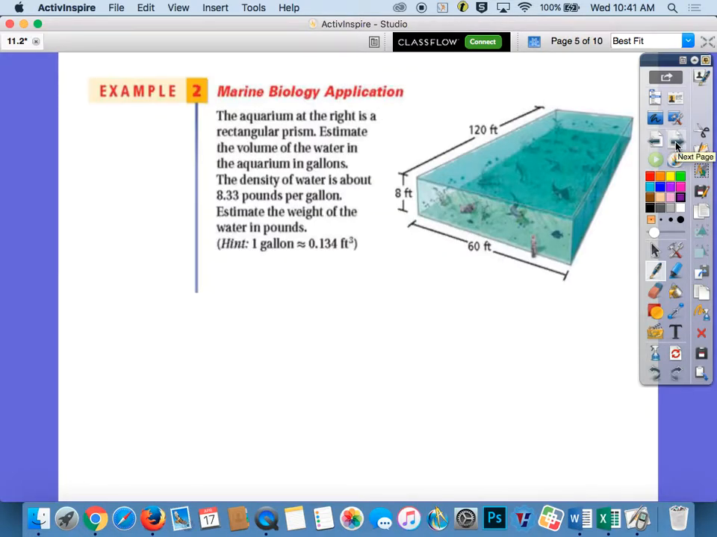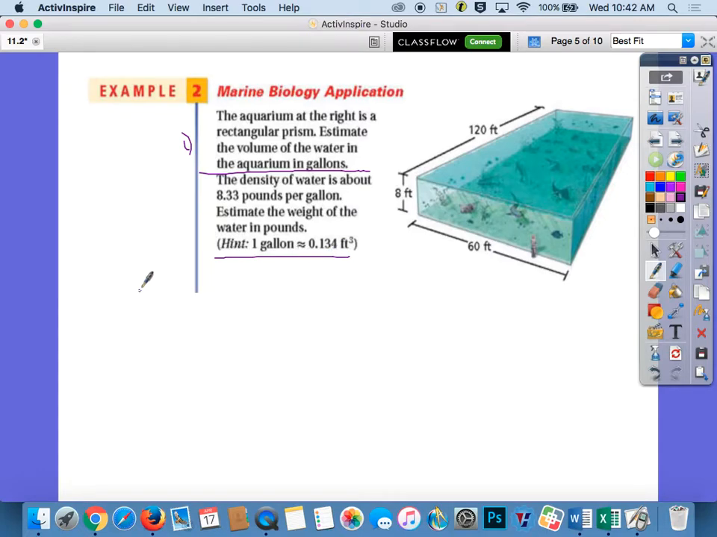Okay, guys, now we're going to get into something a little more interesting. We're going to do some conversions here. It says the aquarium at the right is a rectangular prism. So we want to, first of all, estimate the volume of the water in the aquarium in gallons. We'll take care of step 1, then we'll deal with step 2. It gives us a hint down here. When I find my volume, it's going to be in cubic feet, and then I'm going to convert it to gallons using this conversion here.